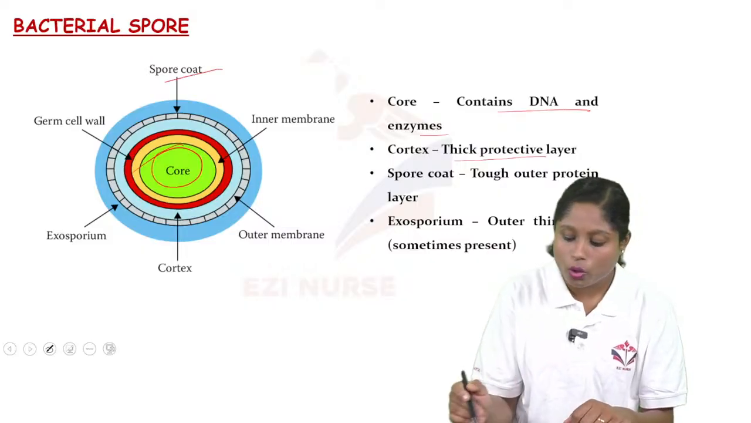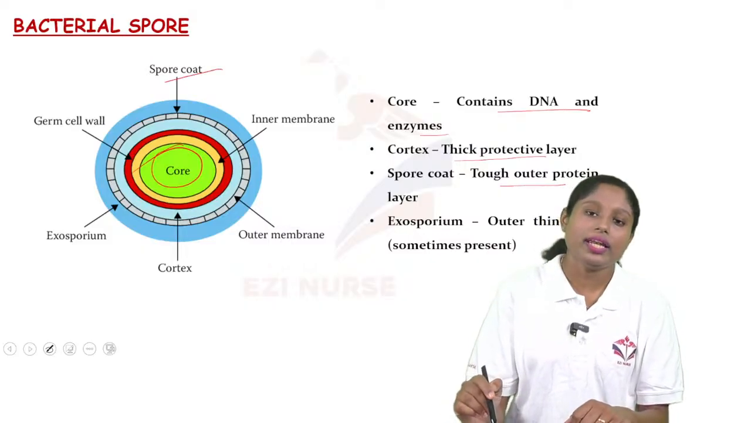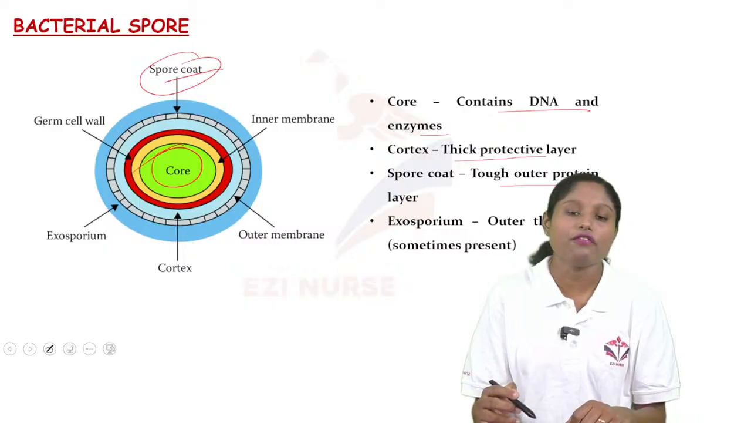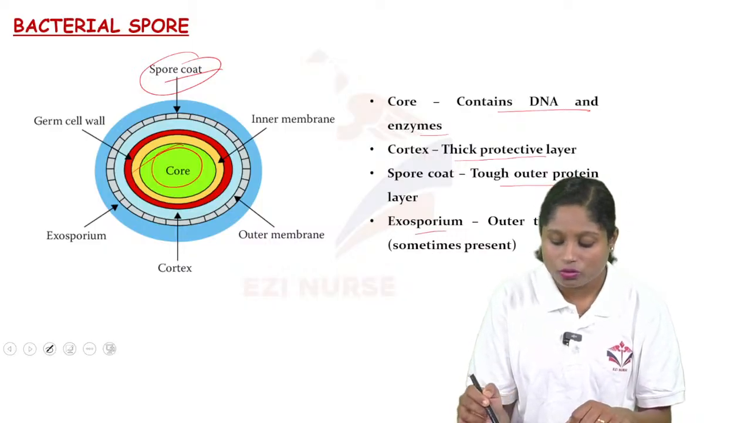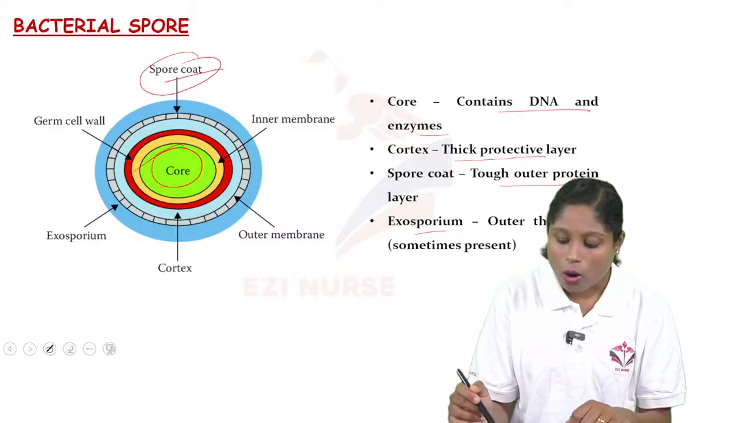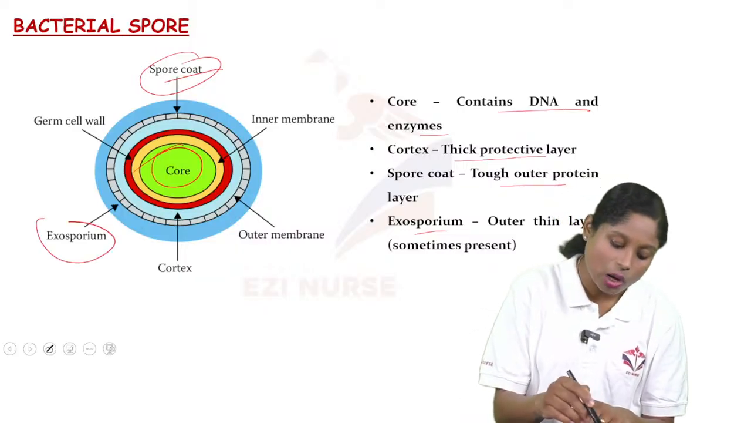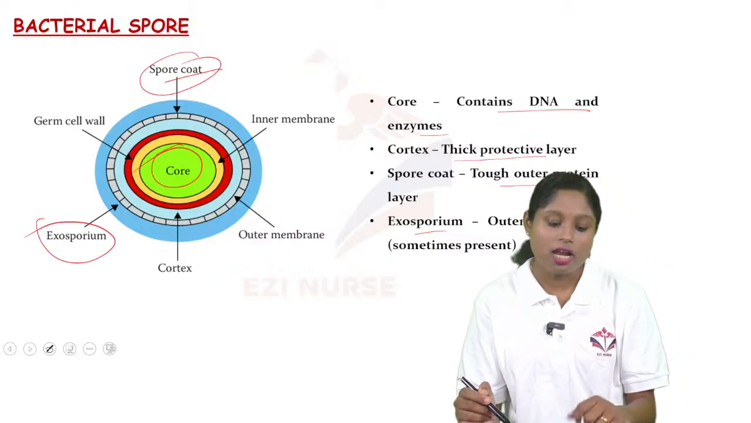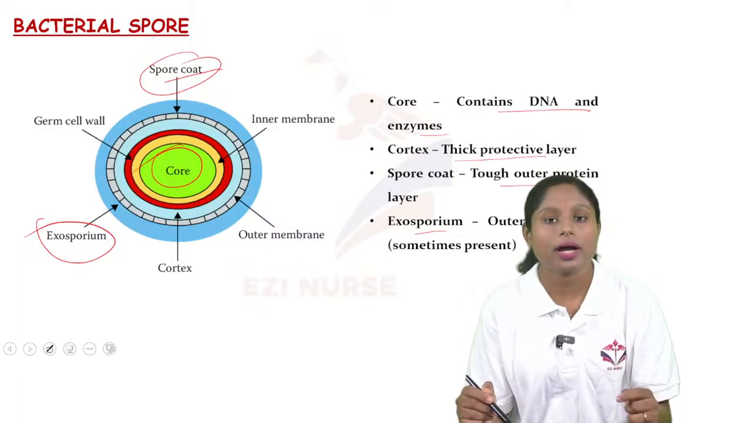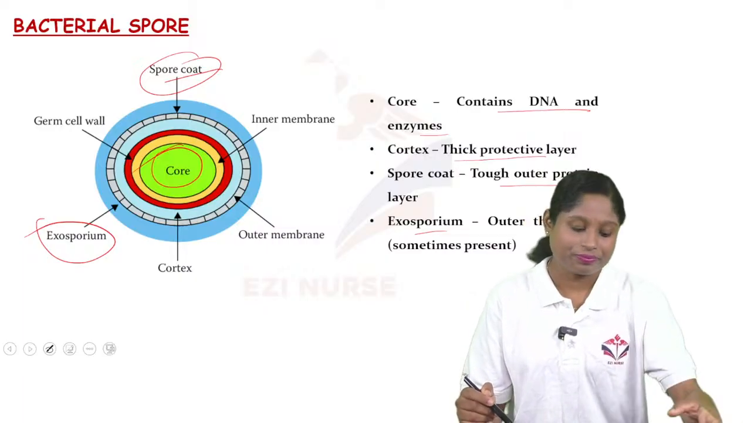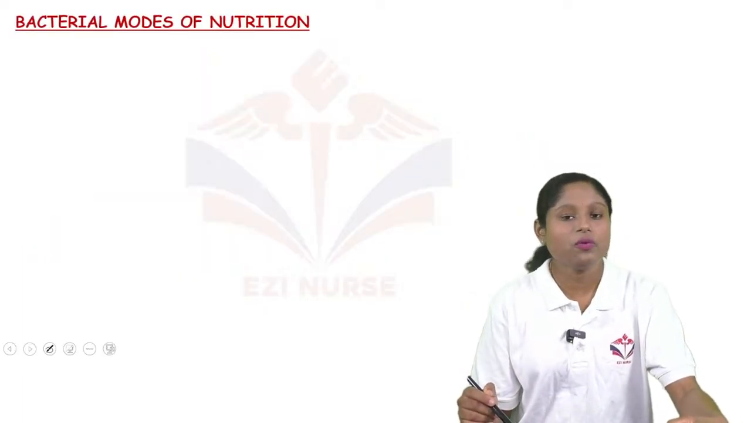Spore coat, so what is the spore coat? It is a tough outer protein layer. And the exosporium is the outer thinner layer of a bacterial spore. So this is the structure of a bacterial spore. Yes, I hope everyone is getting the point.